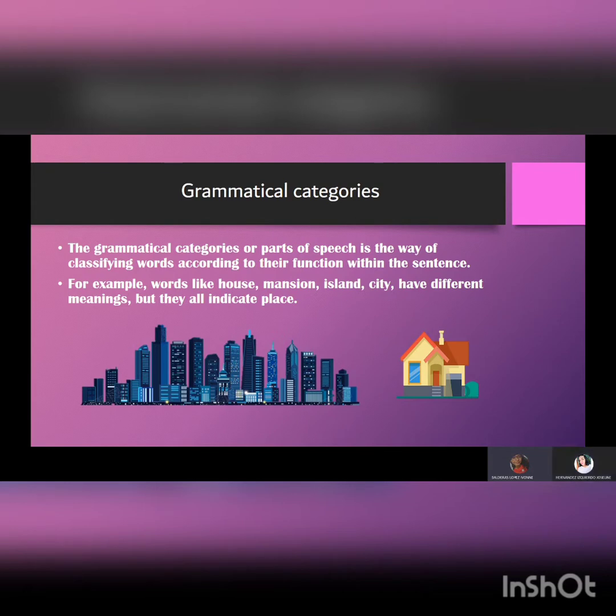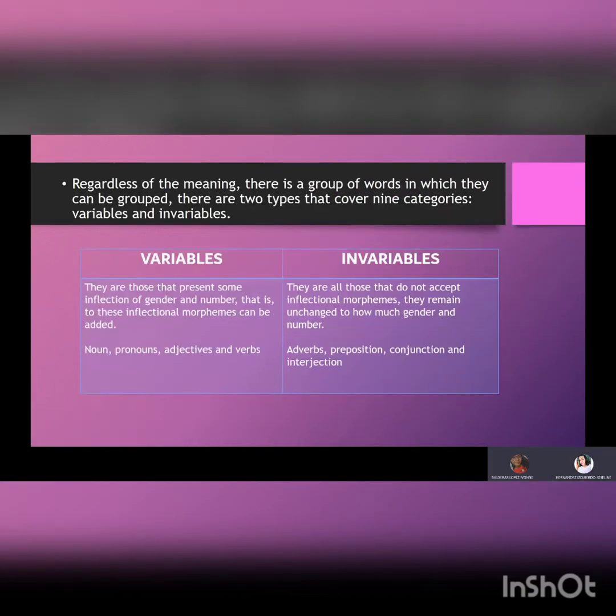Another example: suppose we have a brain, nails, hair, cat's whisker, legs. They are all parts of the body. They aren't related as such, but they belong to the body. Regardless of the meaning, there is a group in which words can be grouped.